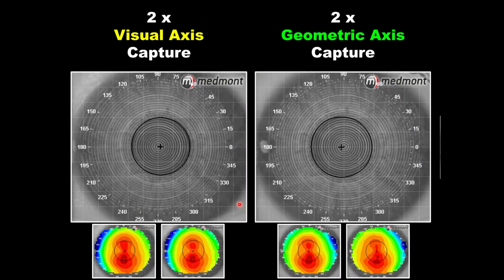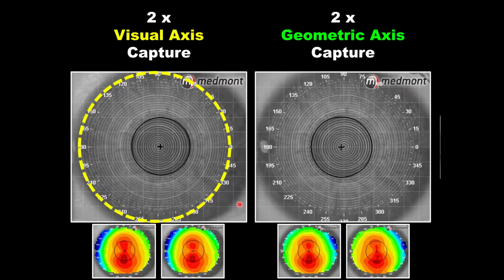First, we want a few visual axis captures. That's with the patient looking right down the axis of the instrument. You'll notice the placido tends to be decentered, slightly nasal. This helps us understand the powers through the line of sight, the pupil in relationship to the line of sight, and what powers are distributed where.